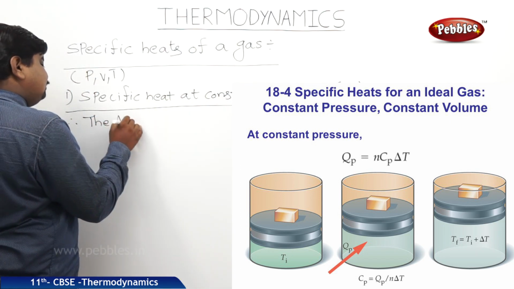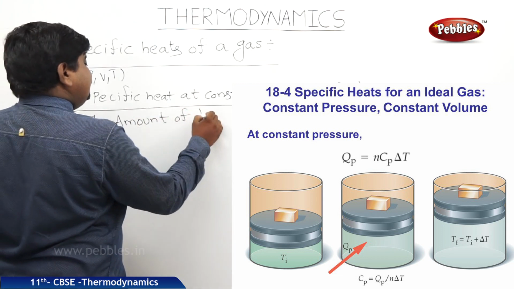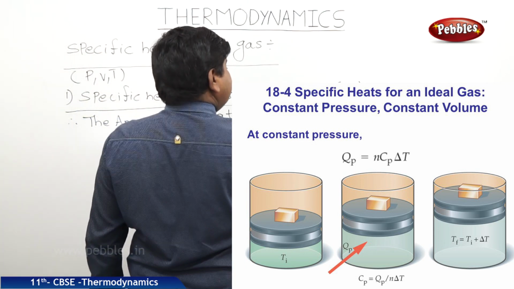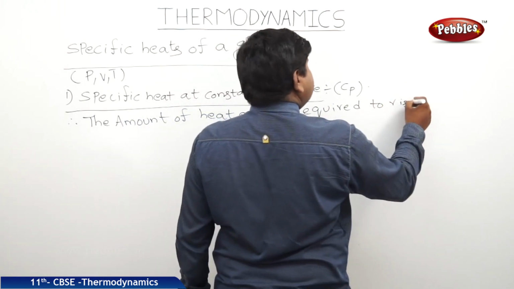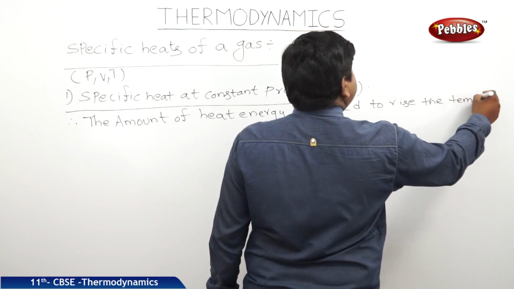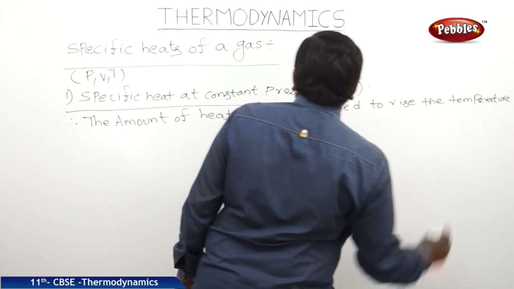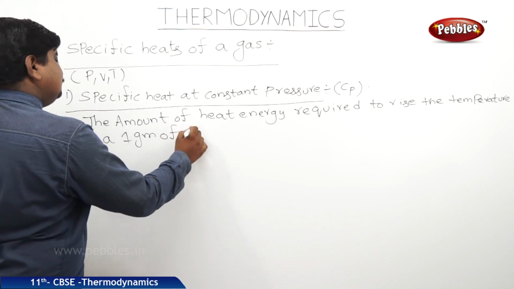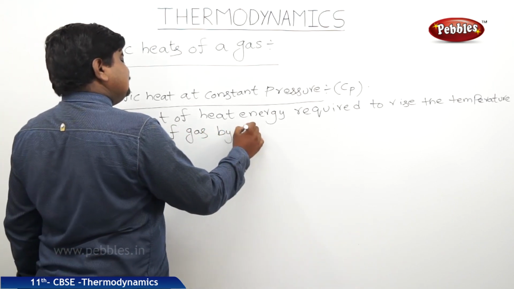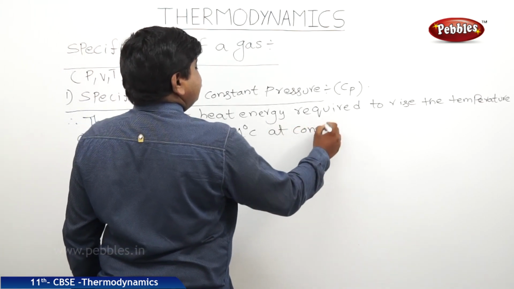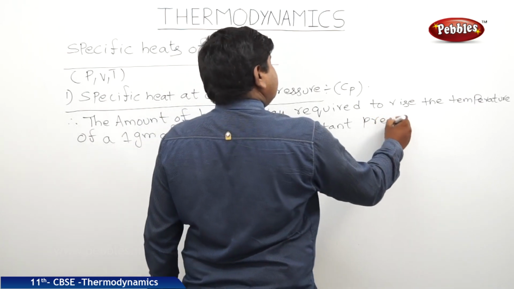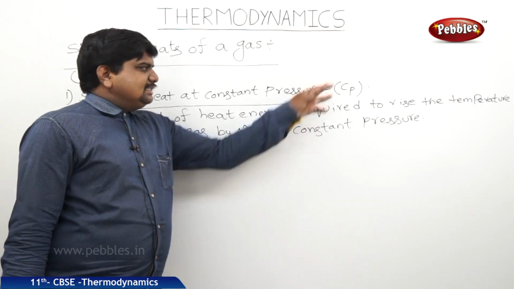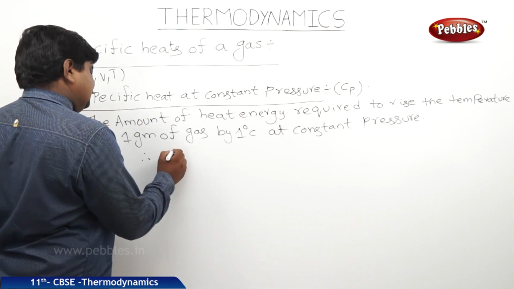So, the amount of heat energy required to raise the temperature of 1 gram of gas by 1 degree Celsius at constant pressure is called specific heat at constant pressure. Its symbol is Cp.